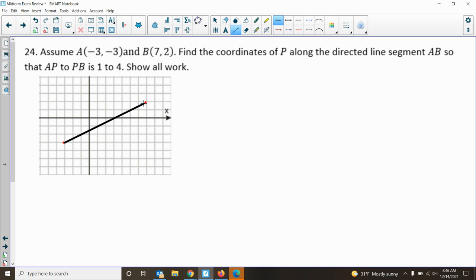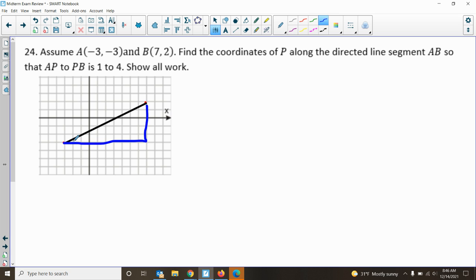Now, imagine if I had to walk the whole way, I would end up at 7, 2. But I don't want to walk the whole way. I want to pick a point that breaks the segment up into a ratio of 1 to 4. Now, if I have $1 and you have $4, we have a total of $5, and I have one of them. So this is another way of saying go 1/5 of the way from A to B, starting at A, going to B. So what we do here is we figure out how far is the horizontal path and how far is the vertical path.